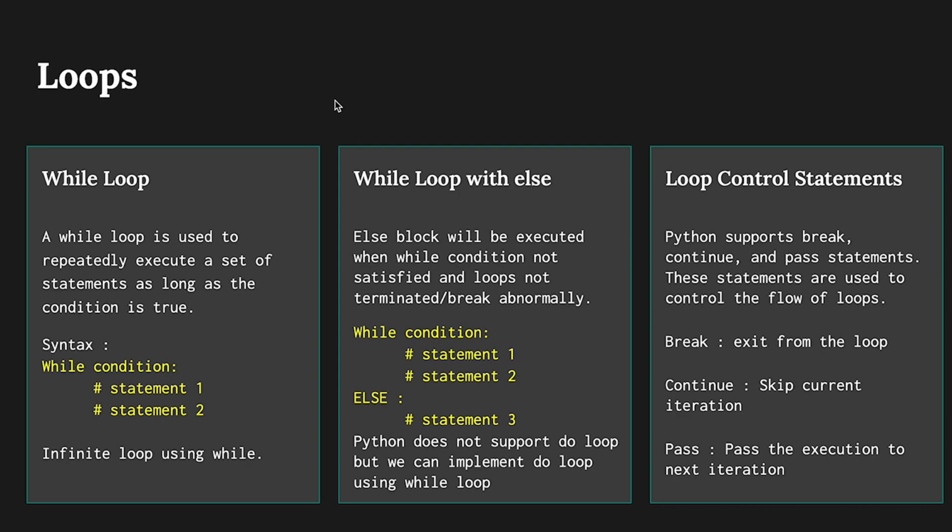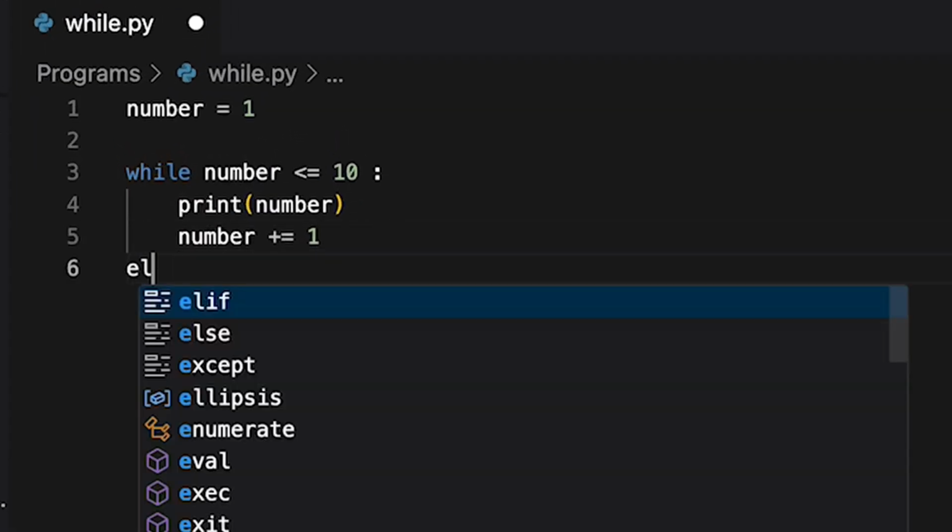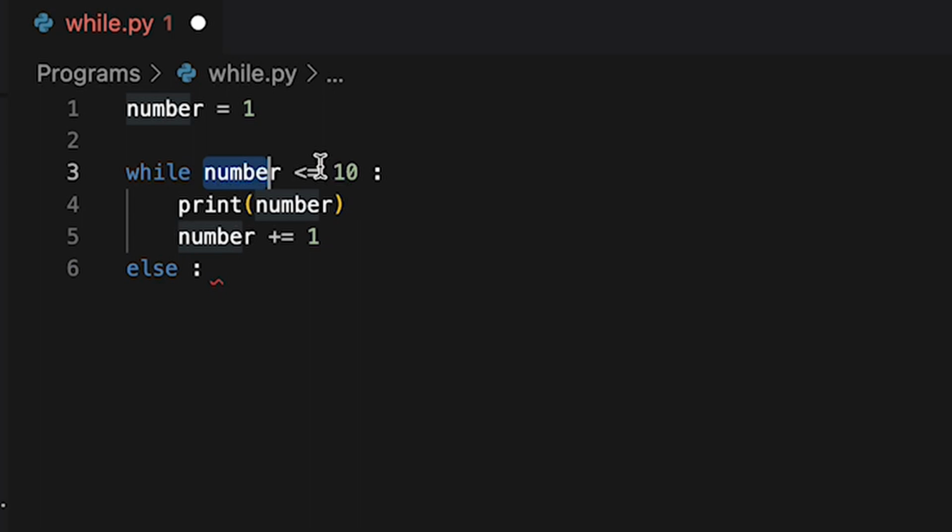Okay, so let's understand while loop with else. The else block will be executed when the while condition is not satisfied, or the loop terminated, or breaks abnormally. Okay, so let's see this. Once this execution is completed and the condition is false, that means when number reaches 11, it will say 11 less than or equal to 10, false. That means the execution of the loop is completed.